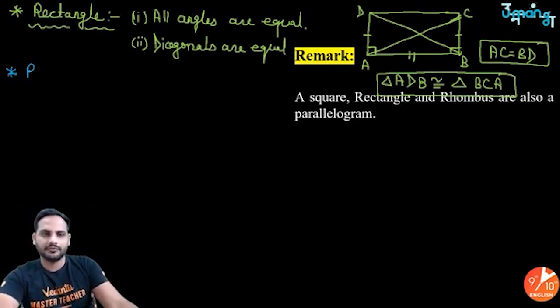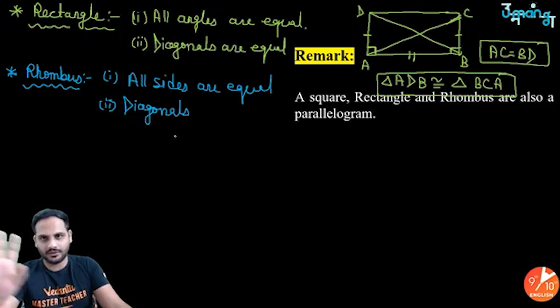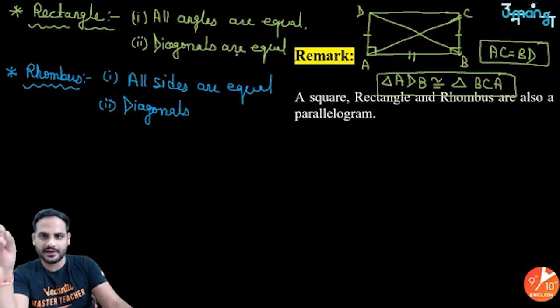Okay, for a rhombus, first thing, according to the definition, we know that all sides are equal. All sides are equal. And then the second thing is diagonals. Dekho, in a rhombus, the diagonals are not equal. In a parallelogram also, diagonals are not equal. Only in a rectangle, we are getting diagonals that are equal.